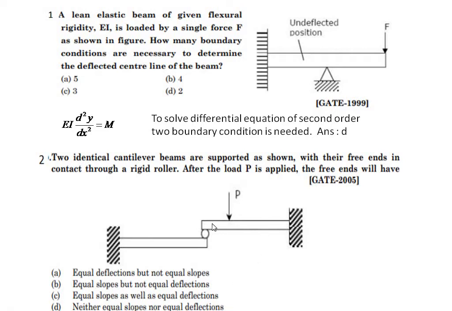Since it is connected by a rigid roller, when this free end moves down by say delta, the left hand beam also has to move by delta downwards. There is no other way. So the first condition: the deflection will be the same at this end.